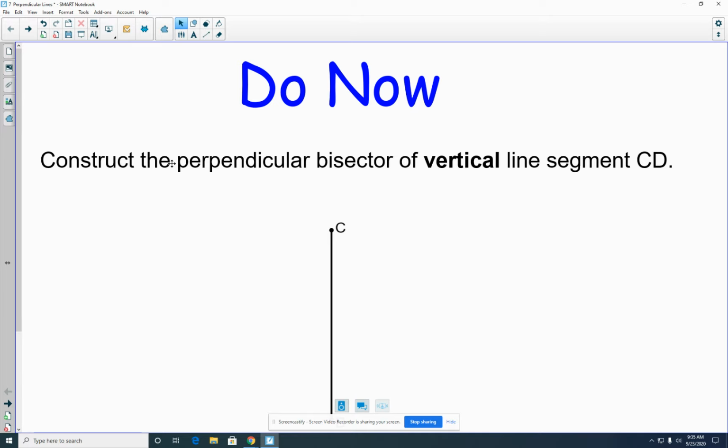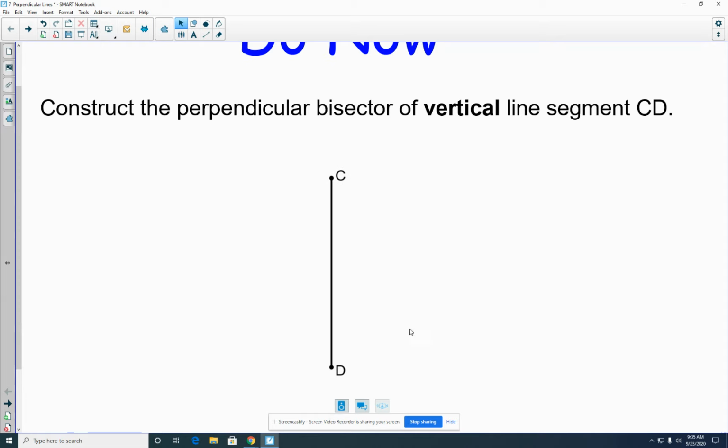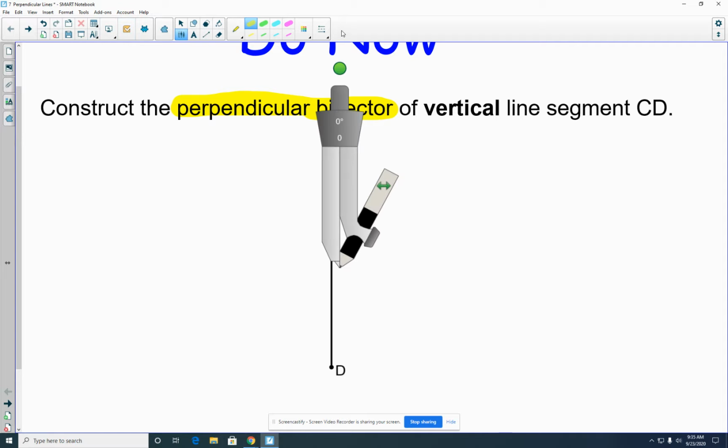Hi everyone, this video is for lesson 7, which is constructing perpendicular lines. So we're going to start this lesson by actually constructing the perpendicular bisector of a vertical line segment CD. We're doing this first because essentially we're doing something along the lines of two lines being perpendicular, except this is the perpendicular bisector of CD. So let's start with how we do the perpendicular bisector.